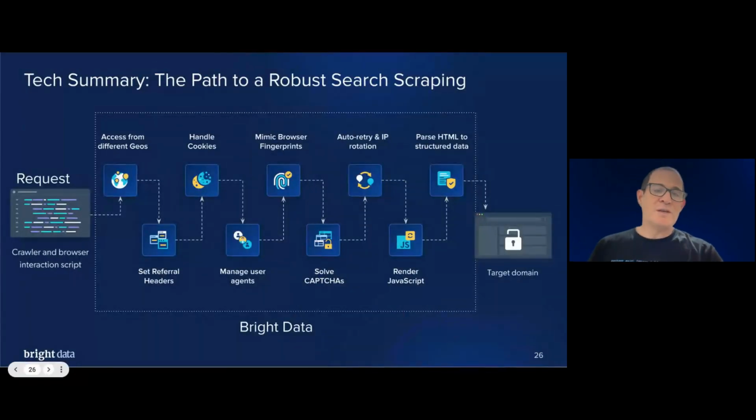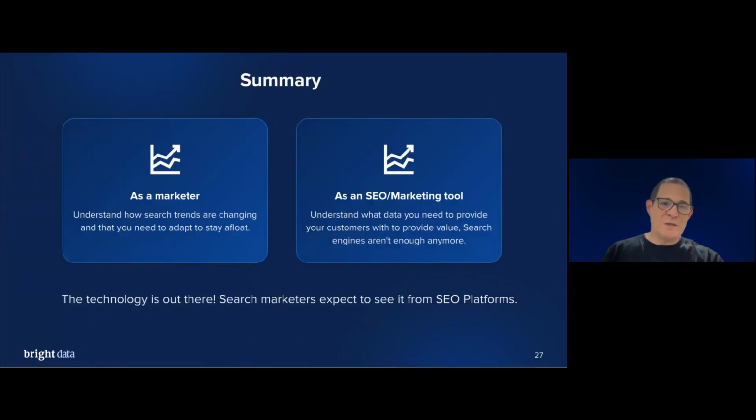Okay, so summarizing, from a technical perspective, we do all the heavy lifting here. You need to send us a request, and then we're going to route it from different geographies and set different headers and cookies and user agents and do all sorts of things to avoid captchas. And if we have captchas, we're going to address the captchas and auto retry and do whatever we need and mimic a user to give you the information that you need in an HTML or JSON or Markdown or CSV, whatever format you need from that target domain. That's what we do in Bright Data.